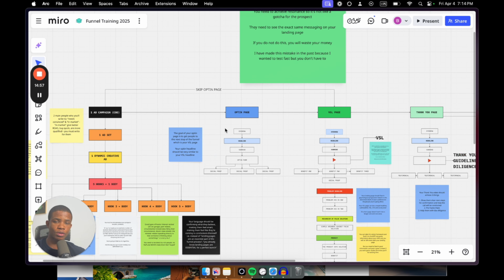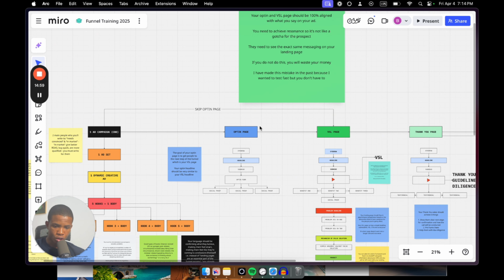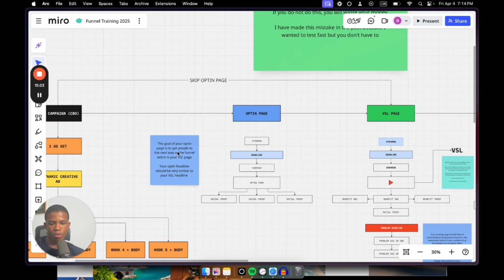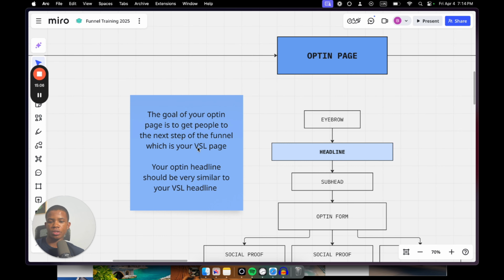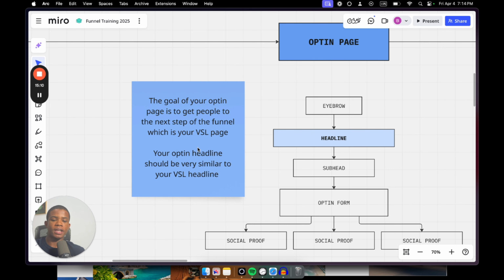Now, there's two different routes you can take here. You can either go to the opt-in page, or you can skip the opt-in page and go to the VSL page. But we're going to break down the opt-in page. So the goal of your opt-in page is to get people to the next step of your funnel, which is your VSL page. And your opt-in headline should be very similar to your VSL headline.